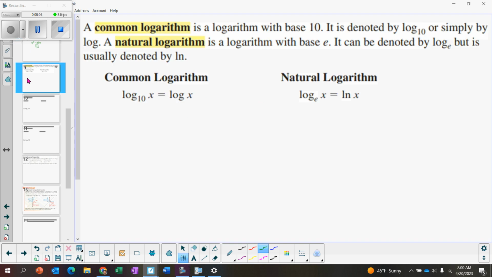So like I mentioned earlier, the common logarithm is a logarithm with base 10. So you can put the 10 as the base, but again, if you don't put any number at all, it's assumed to be a base of 10. The natural logarithm has a base of e. So we can write it as log base e, but more frequently it's written as ln. All right, so log base e is actually ln.